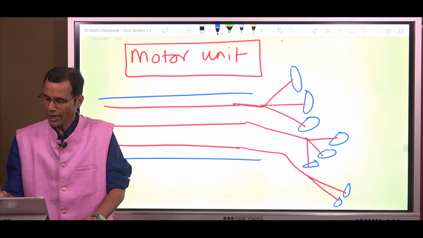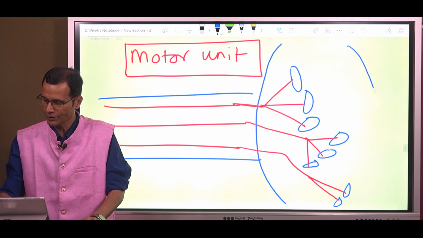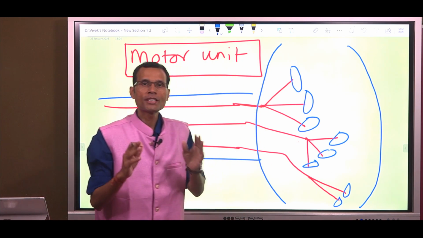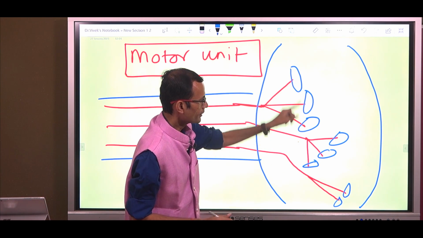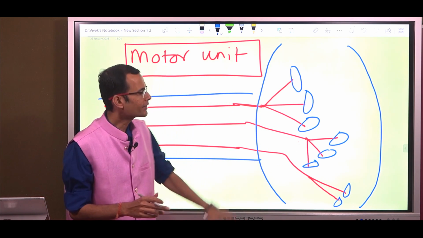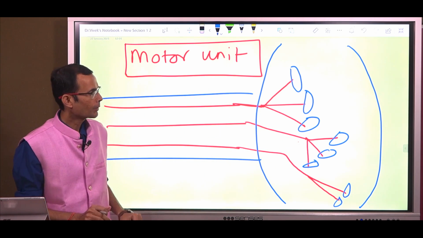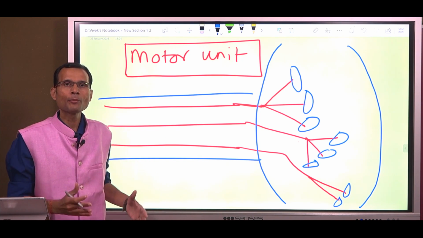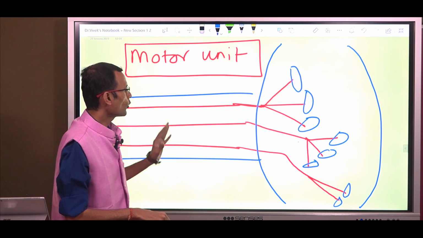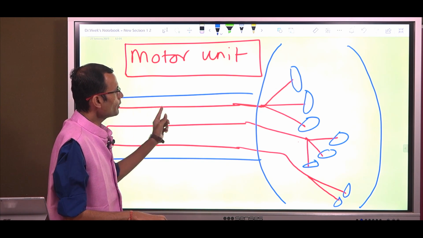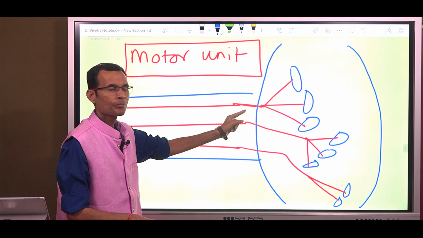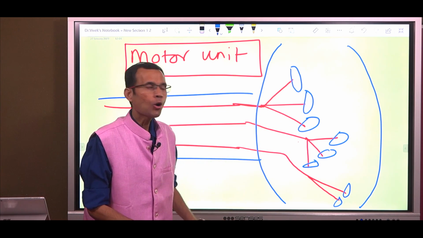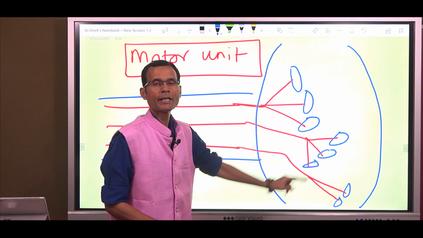So we have this entire muscle here. This is the entire muscle which has got these muscle fibers 3, 3, 2. Let's say 8 muscle fibers. But they are grouped into motor units. And now I am going to define the motor unit. Motor unit is a single motor neuron, its branches, and all the muscle fibers supplied by it.